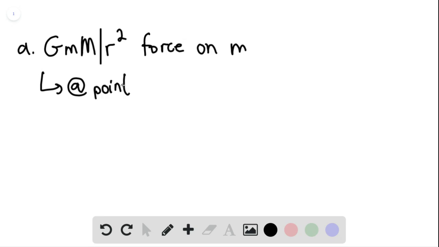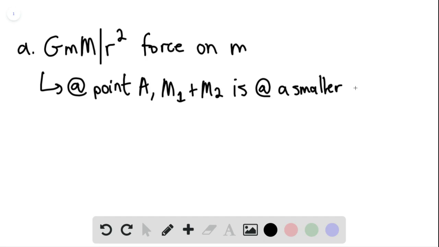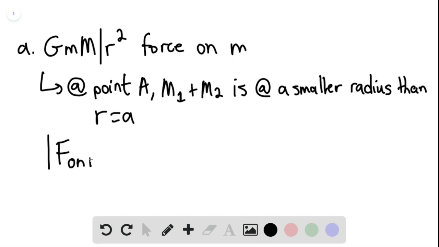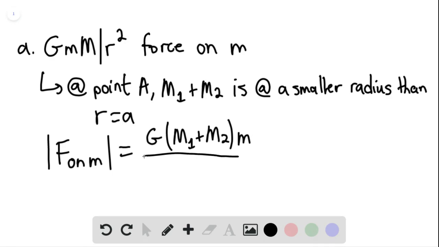at point A, M sub 1 plus M sub 2 is at a smaller radius than R equals A. And then this is going to contribute to the force. So the magnitude of the force on mass m, lowercase m, is going to be equal to the gravitational constant times that sum of the m sub 1 plus m sub 2 times the smaller mass m divided by a squared. So this would be our answer for part A.